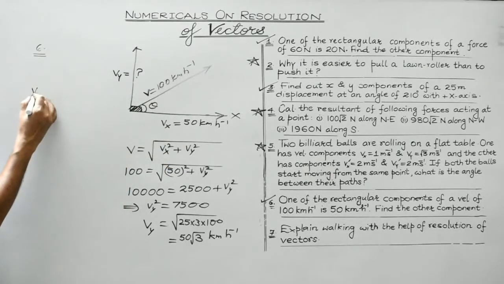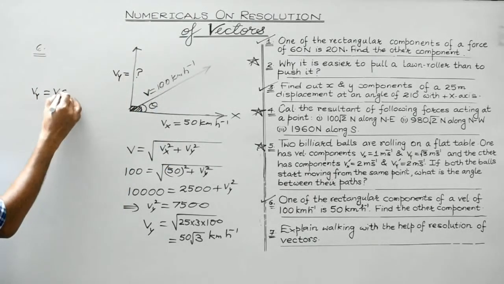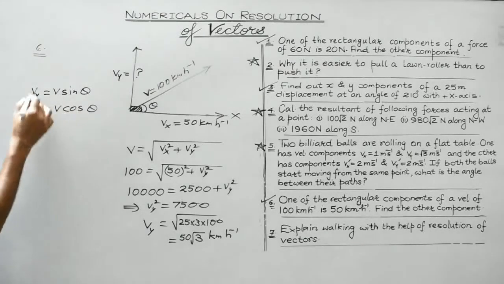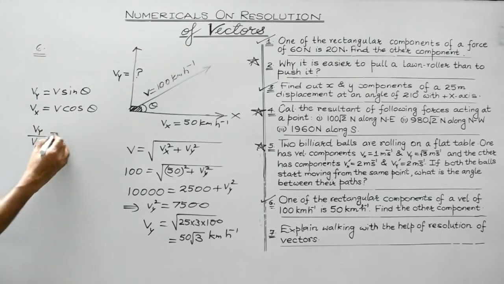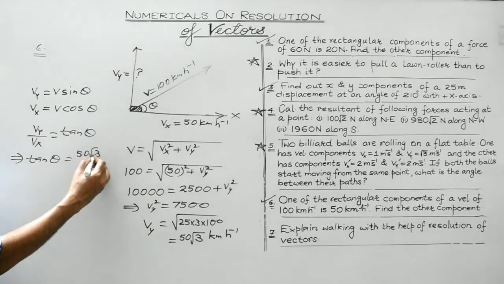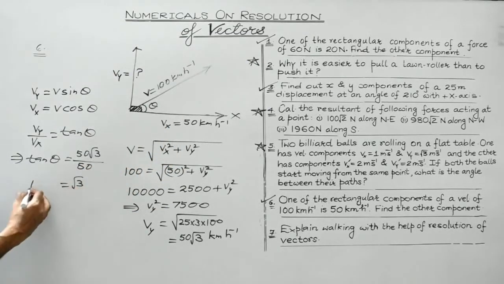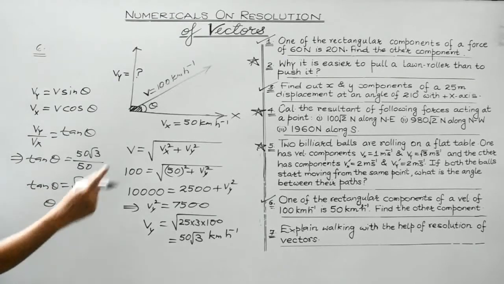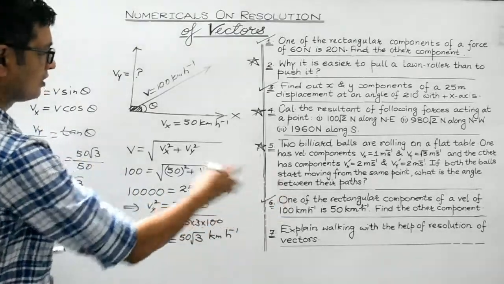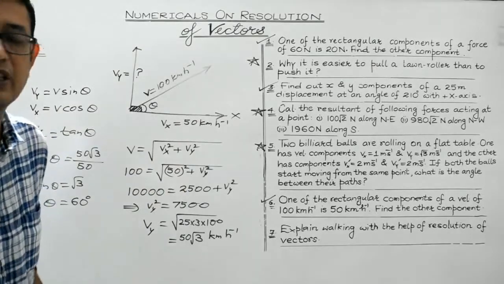For that, Vy we are aware is V sin theta, while Vx is V cos theta. So if you divide these two, Vy by Vx, it will give us tan theta. Let's substitute the value. Vy is 50 root 3, Vx is 50, so it is root 3. So students, the angle which this velocity vector makes with the x-axis must be 60 degrees. Tan 60 is root 3, right? Although it's not asked in the question, you can extend this question.